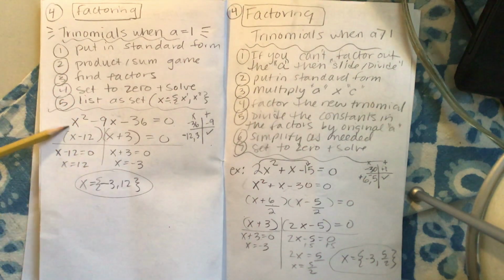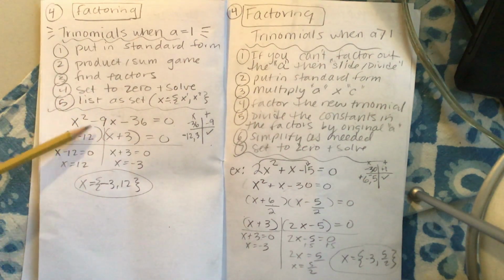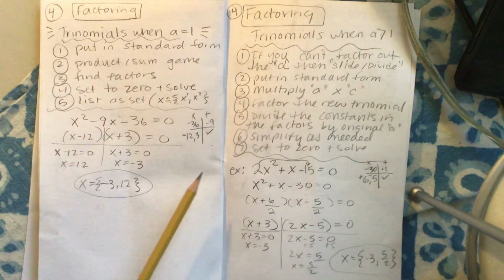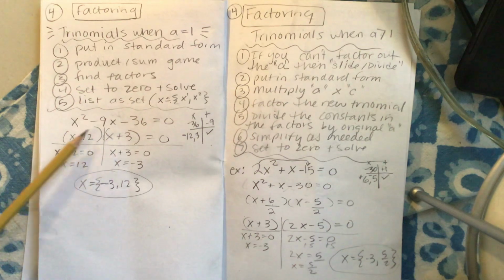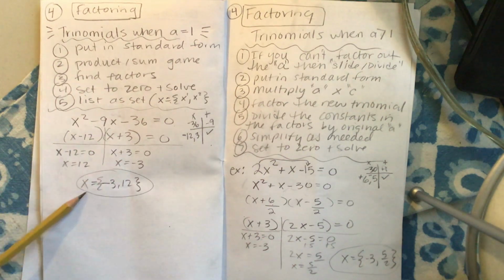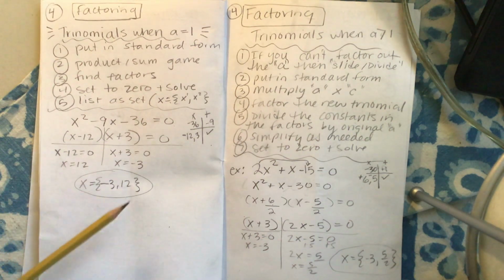Here's my example. Here I have a very basic trinomial, x squared minus 9x minus 36. And I found the 2 factors, negative 12 and 3, put them in the right binomial form, set both sides to 0. And I got my set, negative 3 and 12.